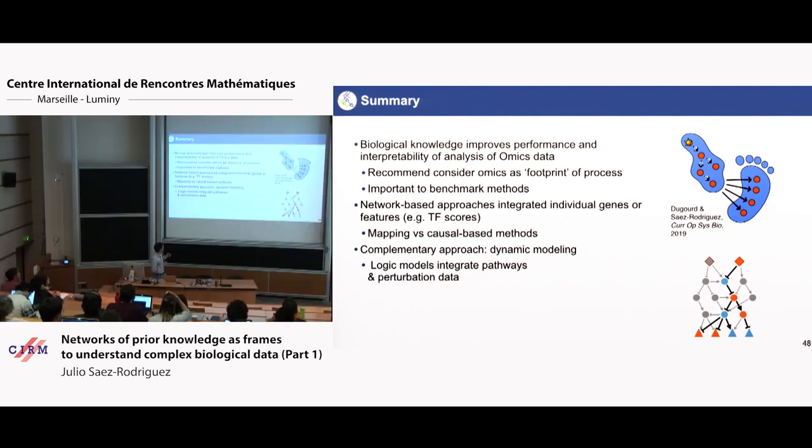And how the network-based approaches can integrate the individual genes or features like transcription factors. We look a bit at this idea of mapping the data on the network versus this more causal type of relationships. And finally, these dynamic models that are a complementary view where you don't just look at your data or visualize it, but you can build models that you can ask questions such as, what happens if now I knew the experiment, if I have a knockout or I block something in my network.